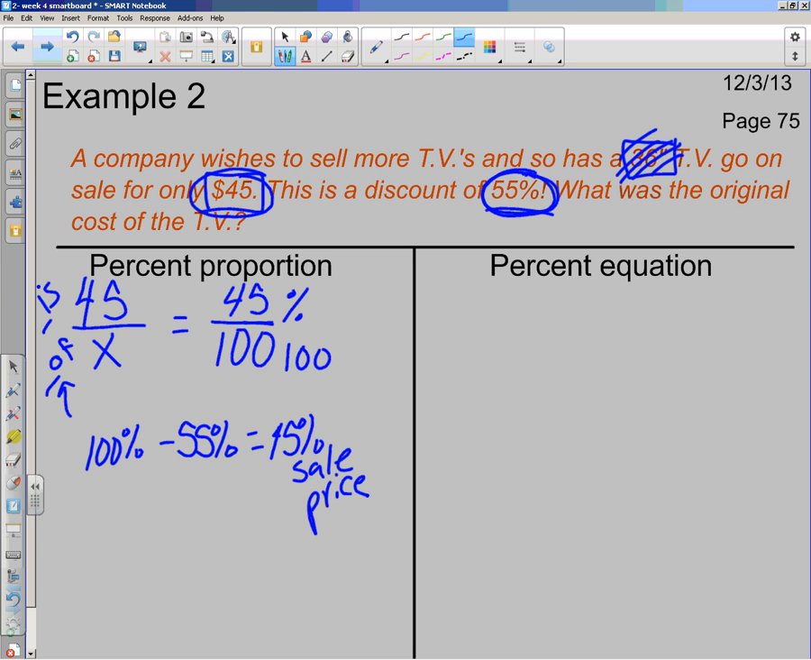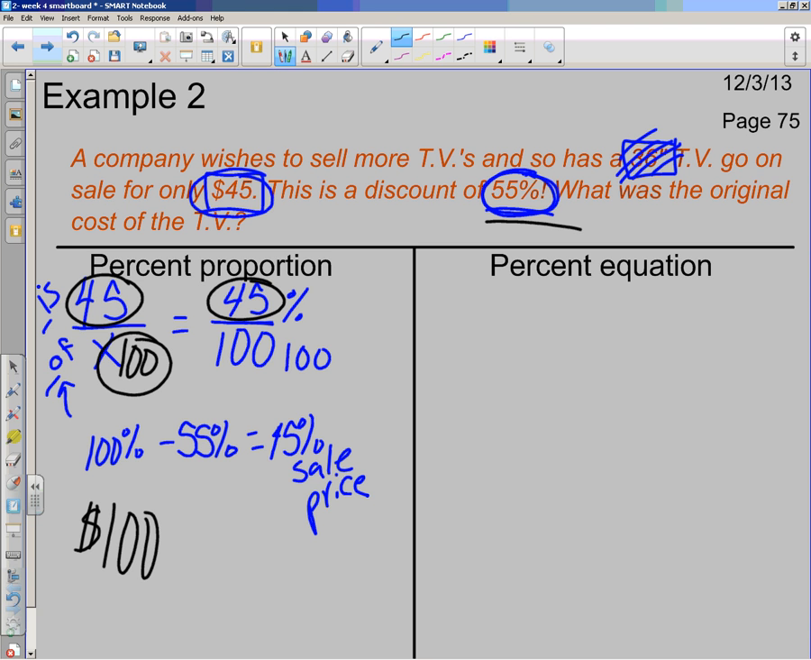And something I hope you notice, see how the numerators of both of these fractions are the same? Well, then the denominator must be the same too, okay? So the cost of the TV originally is $100. And when we took a discount of 55%, we end up only paying $45. Now, that was really confusing with the percent proportion, wasn't it?